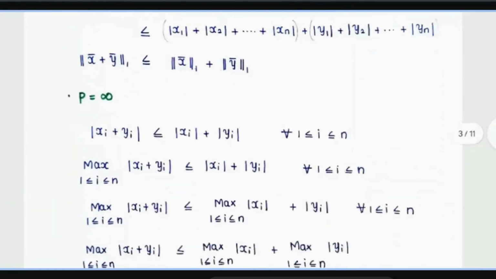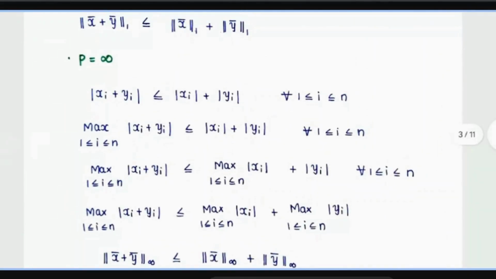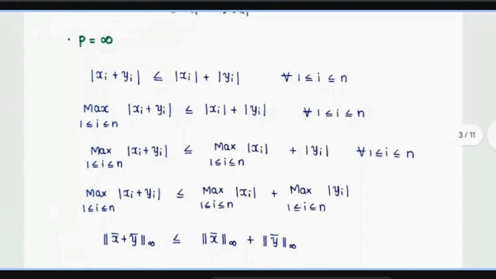Then for p equal to infinity case, we know that by the modulus property, for every i, modulus of xi plus yi is less than or equal to modulus of xi plus modulus of yi. This is true for every i. So if we take the maximum among all i's, this inequality still holds. Then the maximum of all the terms modulus of xi plus yi is still less than or equal to modulus of xi plus modulus of yi, and this is also true for every i.